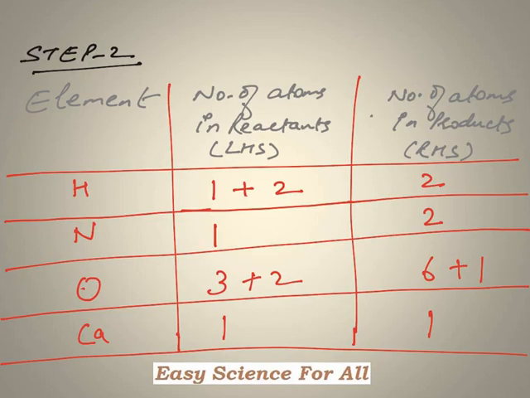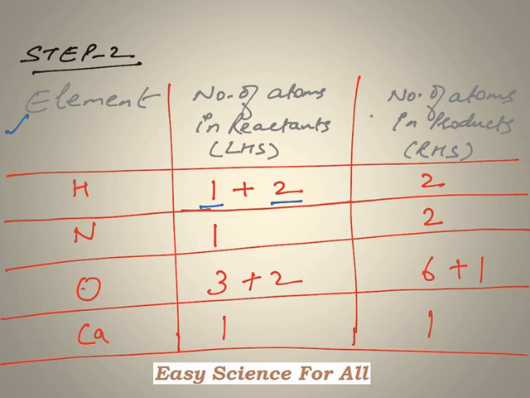In step 2 we are going to make a table like this. Now you can see over here we have listed all the elements that are participating in the reaction, that is hydrogen, nitrogen, oxygen and calcium. In the second column we are going to write the count of each type of element that is present in the reactants. So you can see over here hydrogen has 3 atoms in all. Now 1 atom is in the first reactant and 2 atoms are in the second reactant.